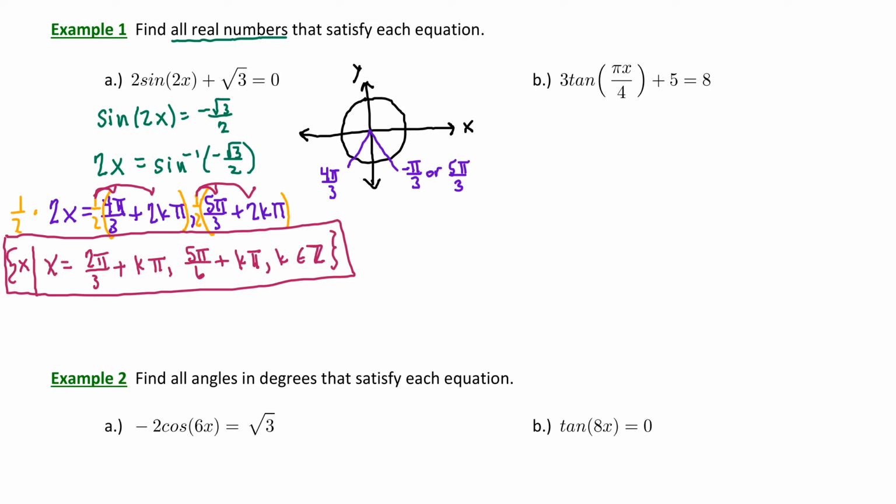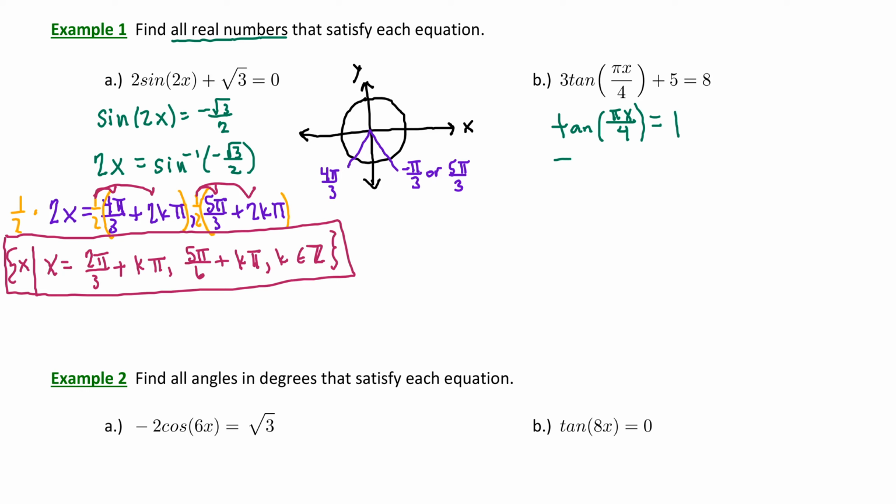We have 3 tangent of pi x over 4 plus 5 equals 8. Now our first step is to isolate the trig function. So we're going to subtract 5 from both sides. Notice that's going to give me a 3 on the right side. And then I'm going to divide both sides by 3. So when we isolate our tangent function, it will be equal to 1.